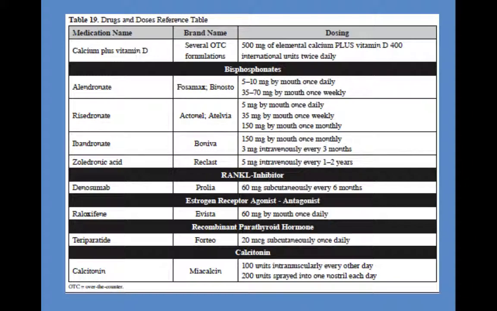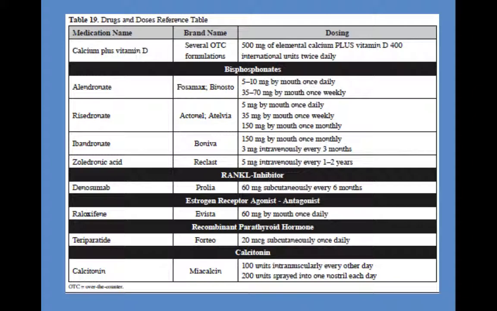So here are your options right here, just overall for treating osteoporosis. So you can see that calcium plus vitamin D, 500 milligrams of elemental calcium plus vitamin D. The bisphosphonates, you have the RANKL inhibitor, which is Prolia or denosumab. That is a subcutaneous injection every 6 months that has to be given by a healthcare provider. So I know a lot of those patients are going to those outpatient infusion centers where they can just make an appointment, come in, get it, and then they can leave.